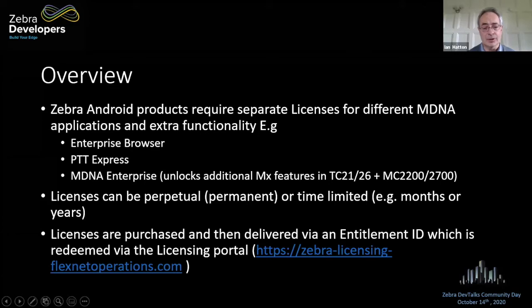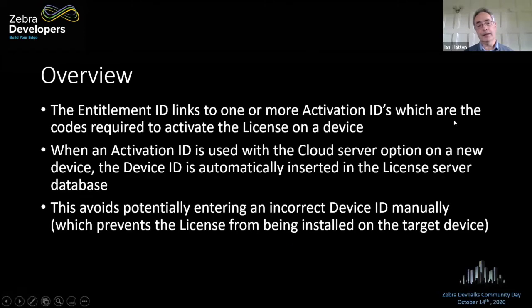And the licenses themselves are purchased using a product code and then delivered via an entitlement ID, which you can redeem through the licensing portal. And that's the URL for the production portal. There are two versions of the portal. One is for production and one is for test or UAT. So the entitlement ID itself links to one or more activation IDs, and the activation ID is the code you actually need to activate a license on a device.